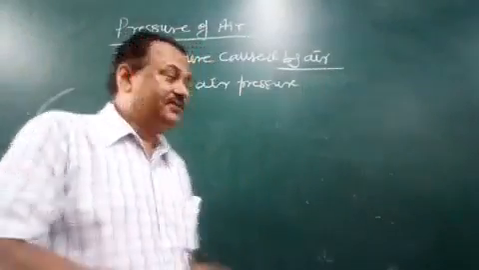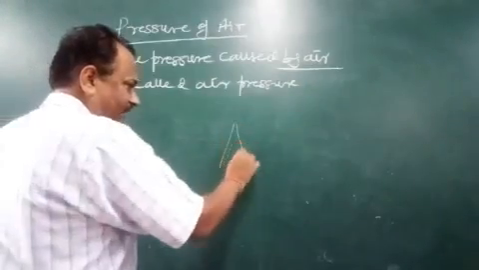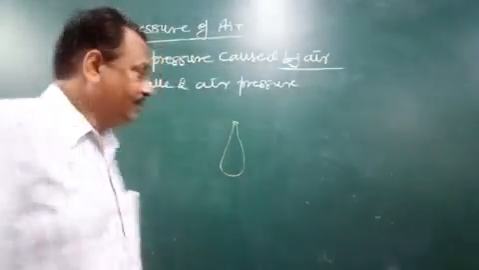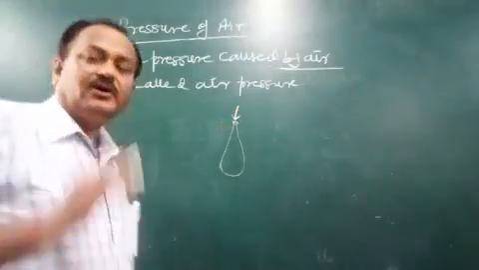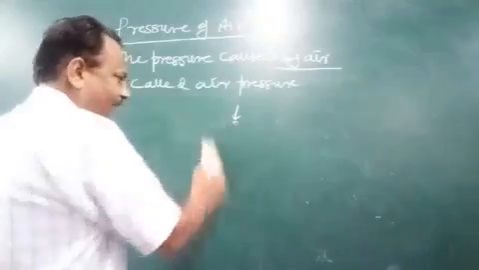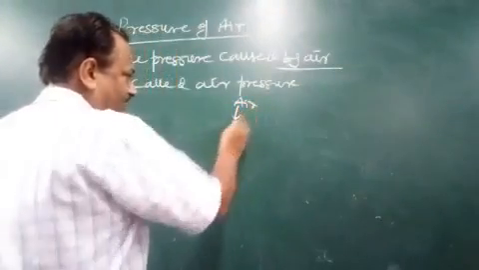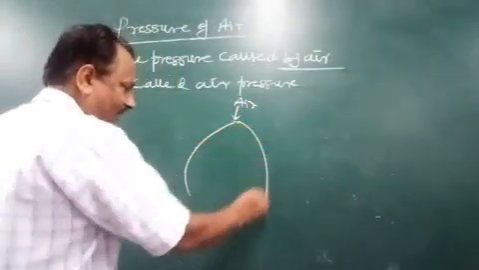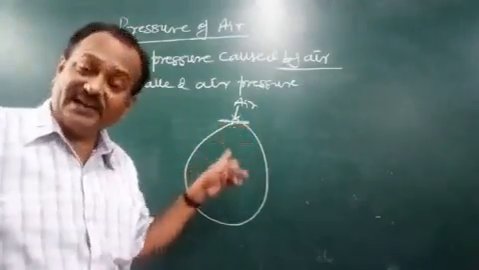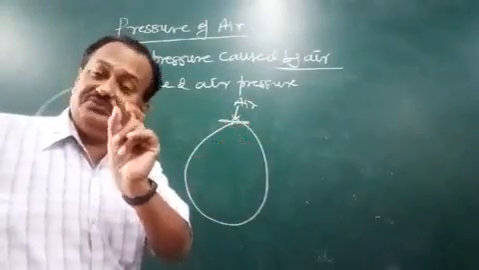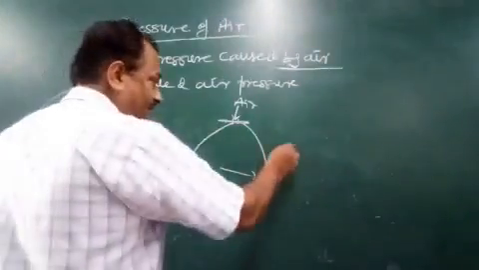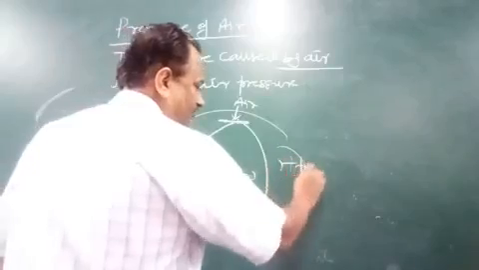Now, there is a balloon. When you take a fresh balloon and pump air into it, or fill air from your mouth, what happens? The air is going in, and the balloon acquires a particular shape when you tie it with a thread or hold it with your fingers. Why? Because gases expand, and on this side there is the atmospheric pressure.